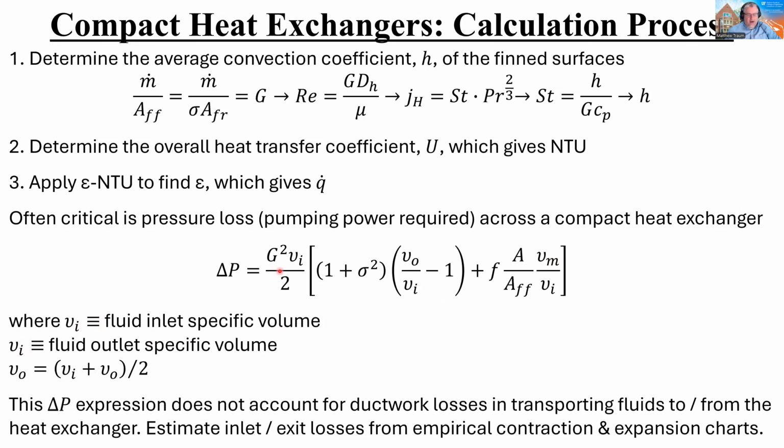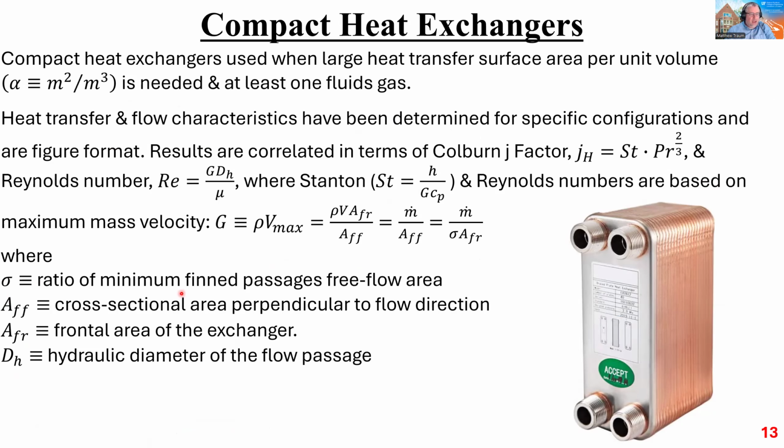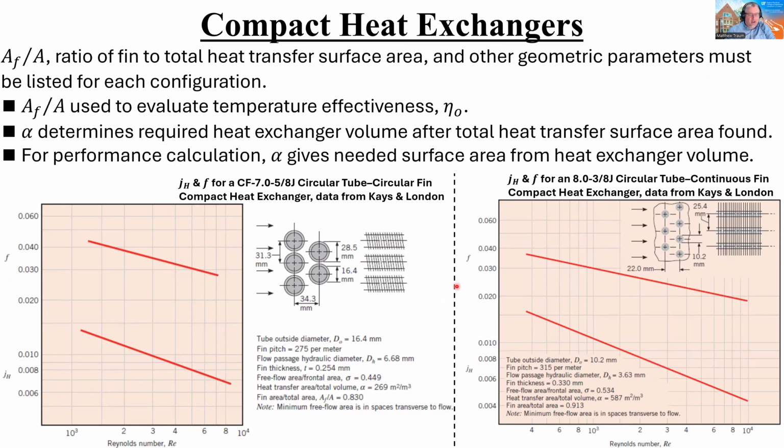All these things, right? Here's I again, here's mu naught, here's mu I. Sigma, just to remind everybody, is the ratio of minimum fin passages free flow area. So this is a ratio of minimum fin passages free flow. Okay. So this is a value that would be given by the manufacturer, right? It's basically a ratio of areas.